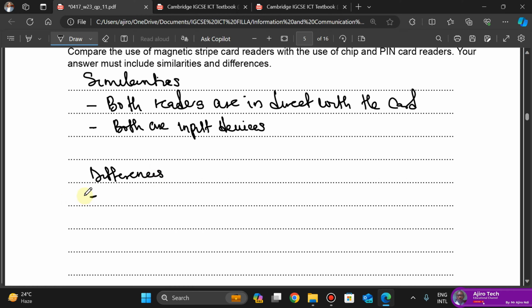Now for differences, okay, the chip and pin is more secure because the pin is what is needed. The chip and pin is more secure as a pin is needed for transactions.